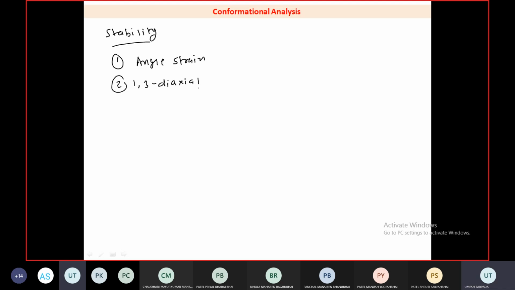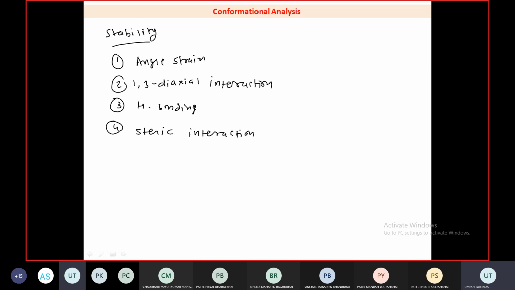What are these 4 factors? First one is Bayer strain, that is deviation from the normal bond angle. Second, when 2 groups are at axial positions in a cyclic system, it is called 1,3 diaxial interaction. Third is hydrogen bonding. And the fourth is steric interaction. So these decide the stability of any conformation.